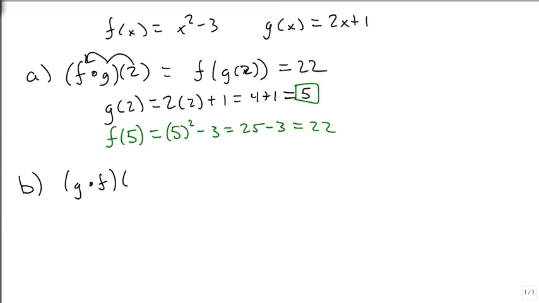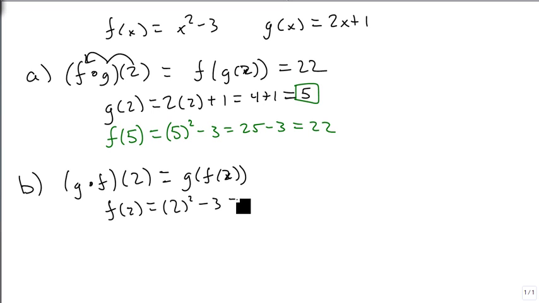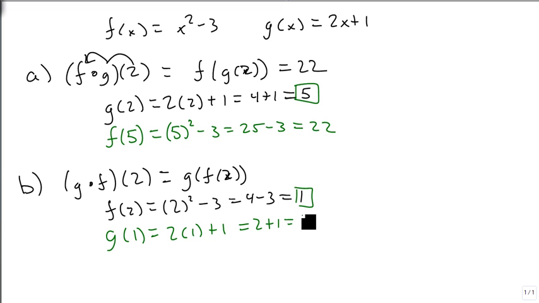If I do g composed with f of 2, this is going to change things quite a bit because I'm going the other way. This is really g of f of 2. So first I find f of 2. So we take 2 and we square it and subtract 3. So that's 4 minus 3, which is 1. I then take this 1 and plug it into g. So I get 2 times 1 plus 1, which is 2 plus 1, which is 3. So if I reverse the order, I get a very different answer. So order absolutely matters when you're composing.